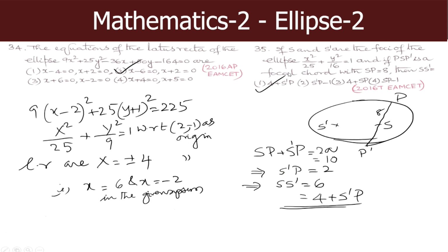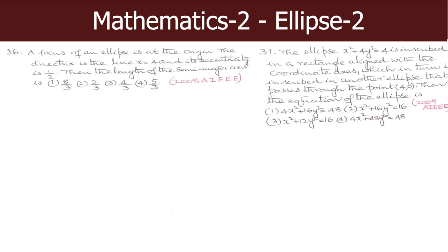Telangana EAPCET of 2016. A focus of an ellipse is at the origin. The directrix is the line x equal to 4 and its eccentricity is 1 by 2. What is the length of the semi-major axis?